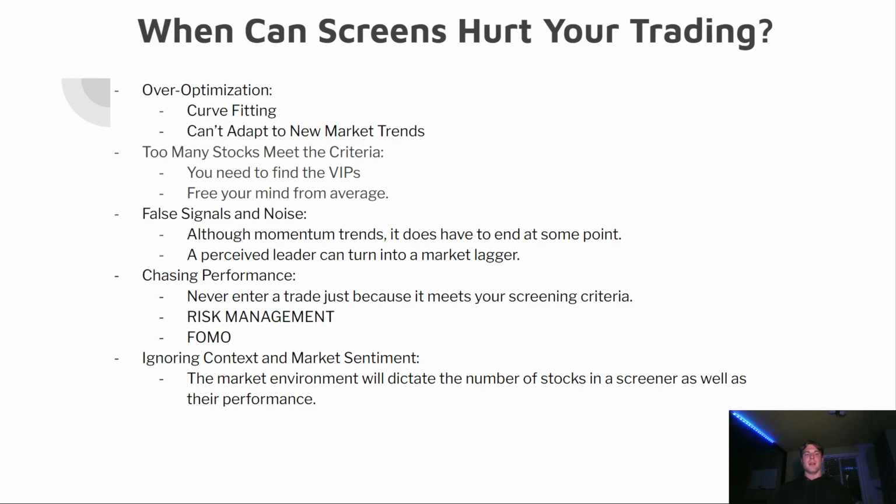And then last topic here, ignoring context and market sentiment is going to hurt you in your trading. If the S&P is going straight down, but you're still screening for bullish stocks, some of them will work, but there's a better percent chance that they go down in that environment. And same thing, if the S&P is going up and you're trying to screen for stocks going down, it's going to be harder to find things that are meeting that, just because the overall market sentiment is in conflict with what you're screening for.